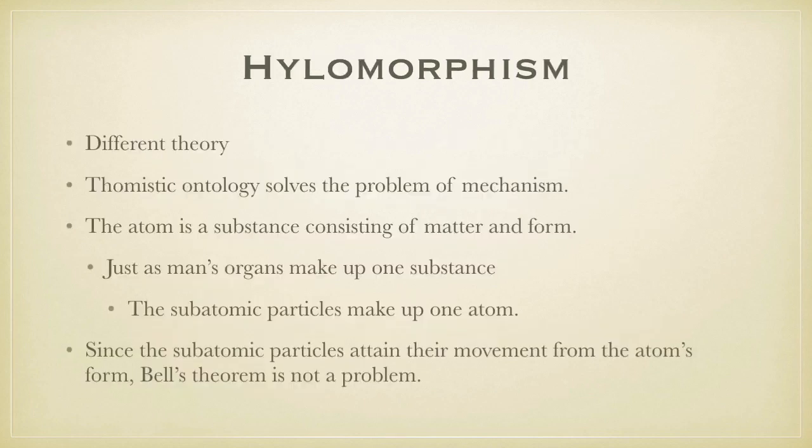Deep within the perennial philosophy lies an alternative to the mechanism we see in Newton. It is a Thomistic and Aristotelian ontology of hylomorphism. This system claims that all material things are a composite of matter and form, and it solves many of the problems of mechanism in light of modern science.